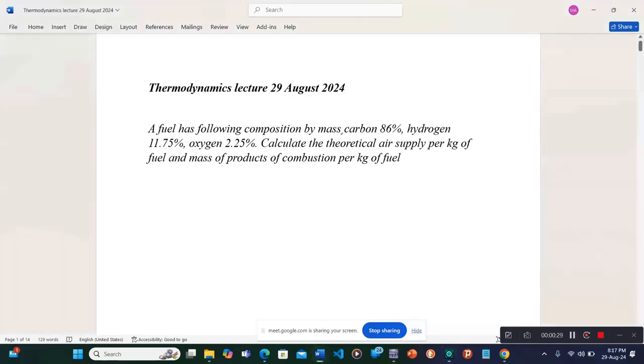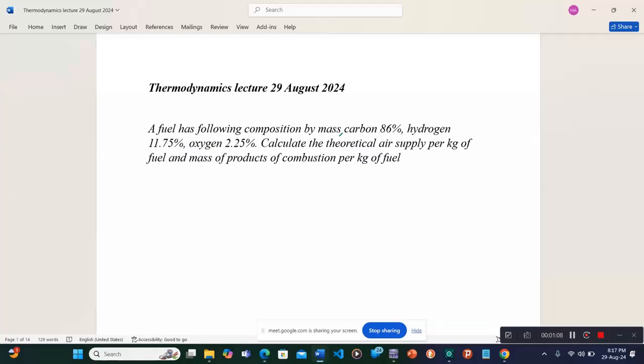We have carbon, which is 86%. Then hydrogen is 11.75%. Oxygen is 2.25%. If I add these two, this is going to be 13 plus this to become 14. So 14 plus 86 should add up to 100. So calculate the theoretical air supply per kilogram of fuel and mass of the products per kilogram of fuel.